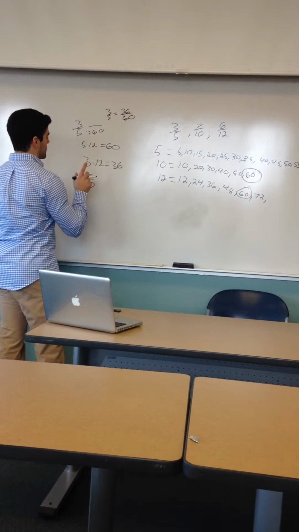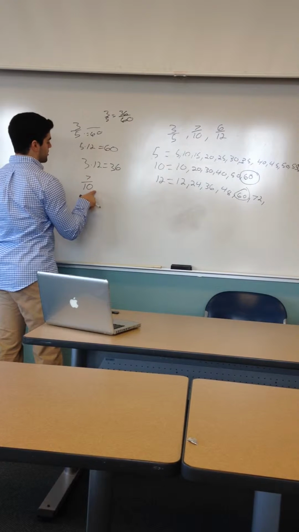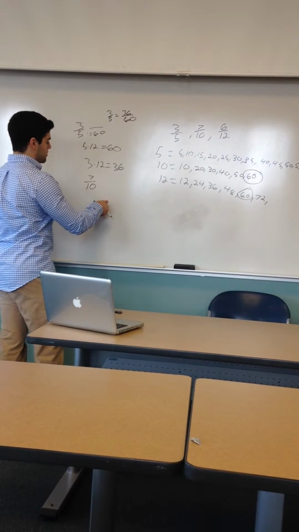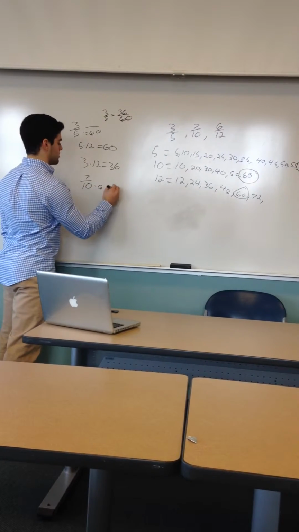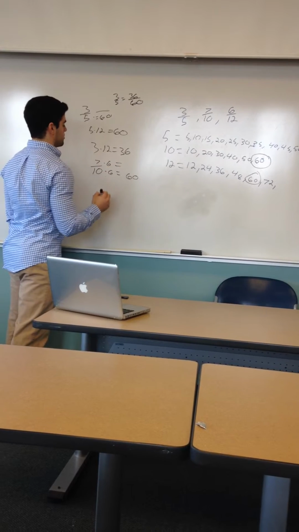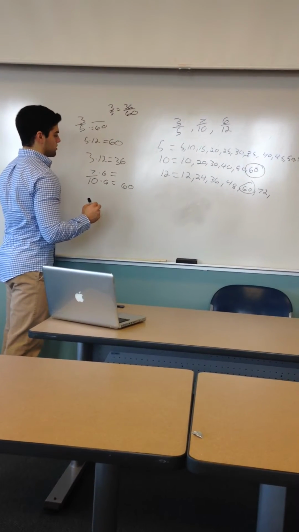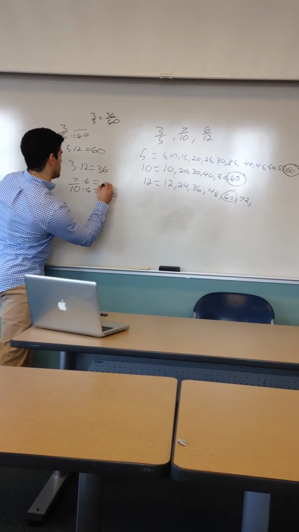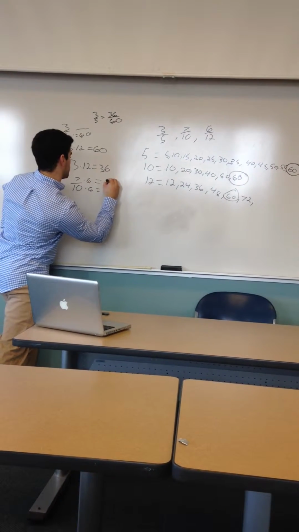Now 7/10, we're going to find what times 10 equals 60. So what times 10 equals 60? Yep, 6. And then we have to do 7 times 6 as well. And what's 7 times 6? Yes. Good job, 42.